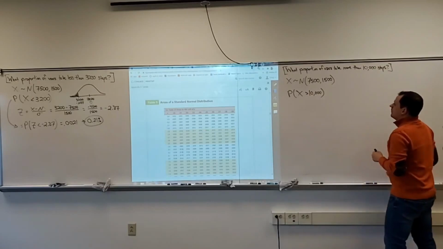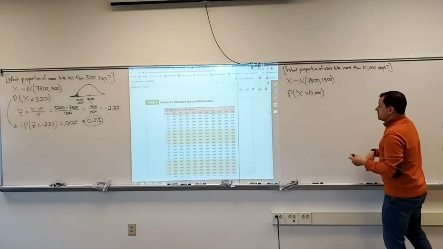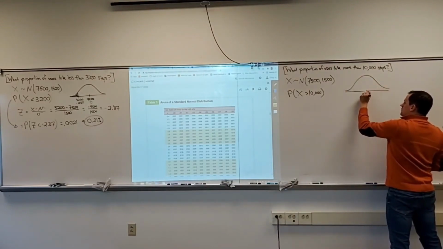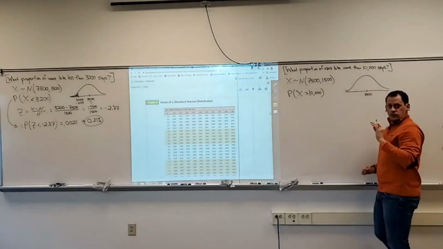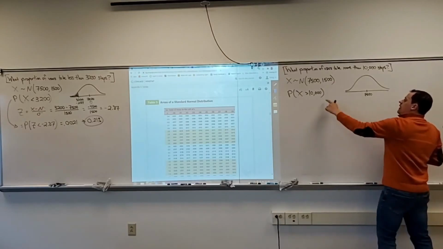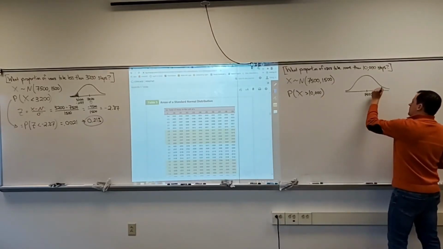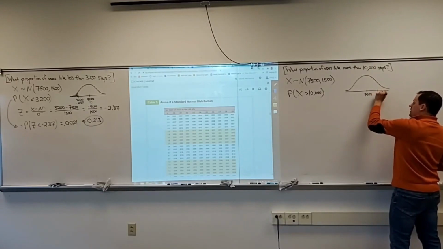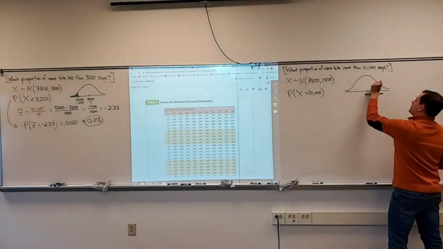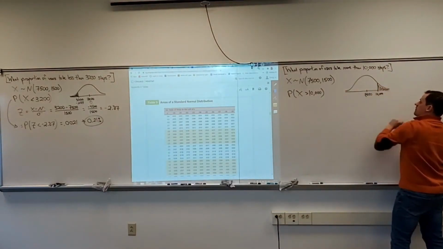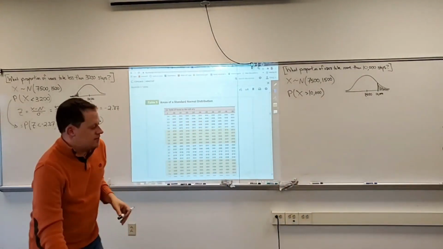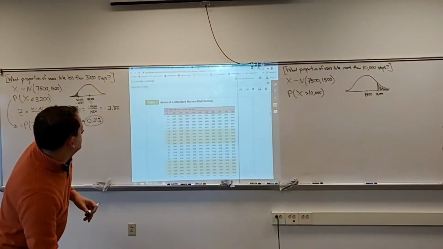Okay? We sketch our curve. Again, this is the original curve. It has a mean of 7,500. We're interested in 10,000. That's somewhere to the right. And we want to shade to the right of that. So we want that area. Okay. Calculator.